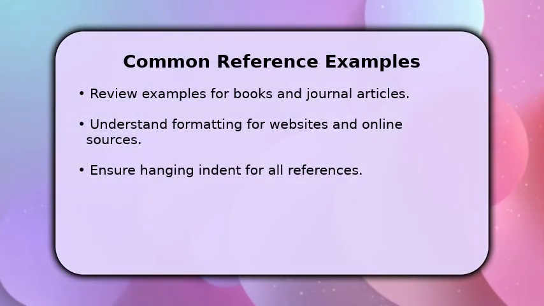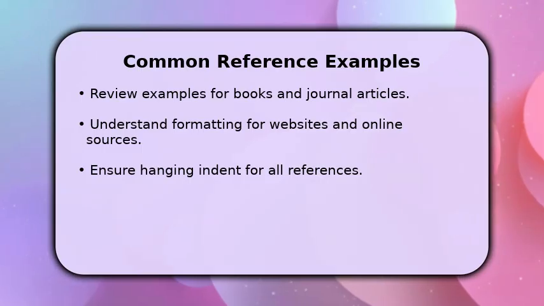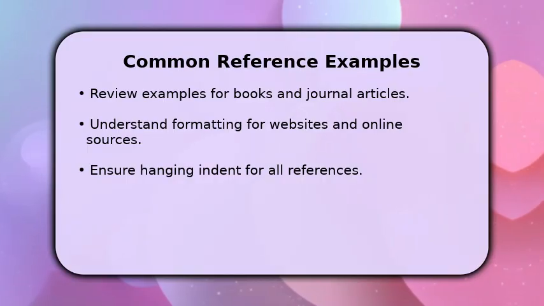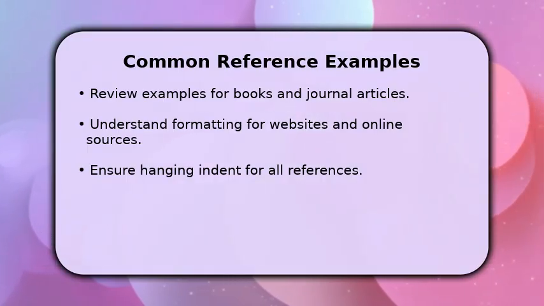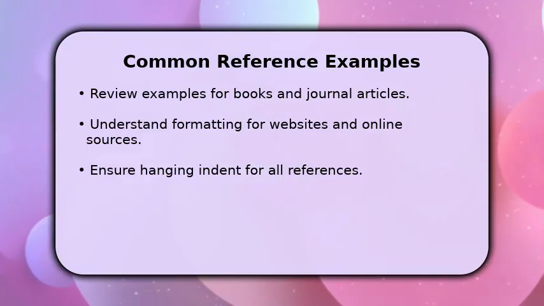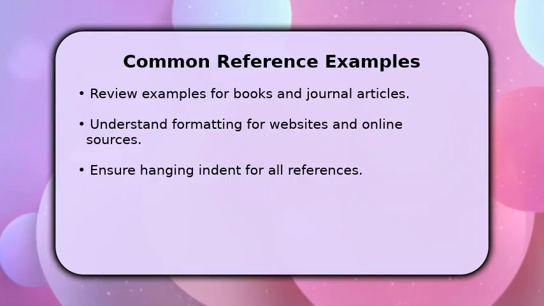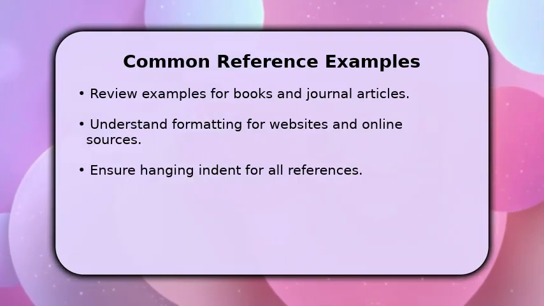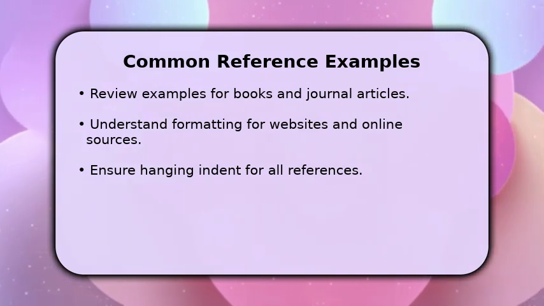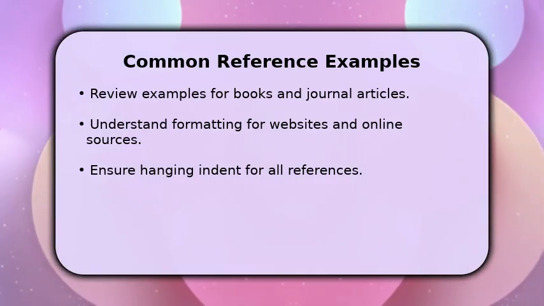Let's look at some common examples. For a book, you'll typically have the author, year, title, and publisher. Journal articles include the author, year, article title, journal title, volume, issue, and page numbers. Remember to use a hanging indent for every reference, where the first line is flush left and subsequent lines are indented 1/2 inch. Finally, always alphabetize your entire reference list by the author's last name.